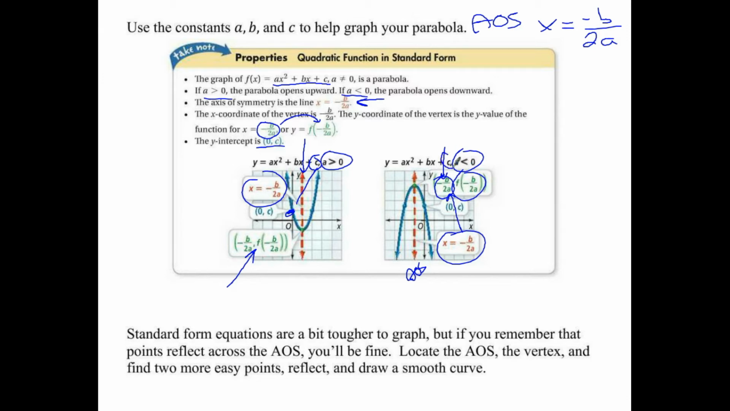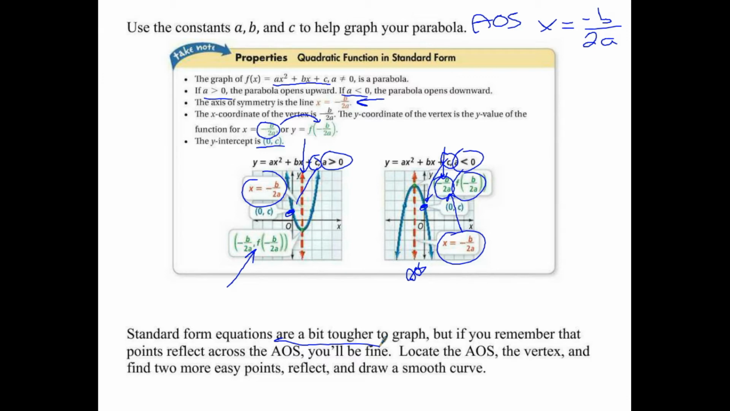We also have this c value right here, and that translates into this number for whatever the y-coordinate is on the y-axis for the y-intercept, (0, c). Okay? That's the idea. That's what we're going to be doing in this section, because we don't have the nice transformations from vertex form. We're going to have to do math instead to come up with these numbers. So standard form equations, it says, are a bit tougher to graph, but it's only a bit tougher. It's not that big of a deal.